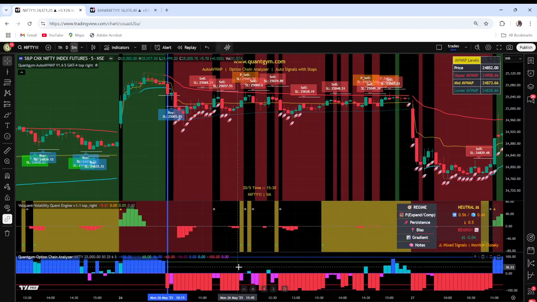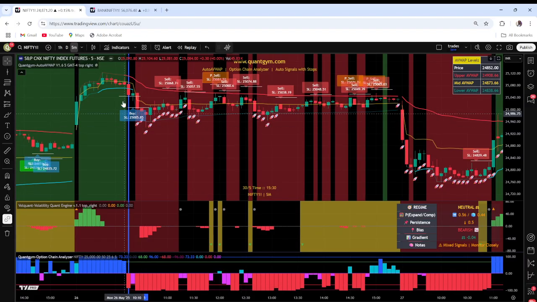Okay, what happens out here? The lower AVWAP has broken, right? Option chain analyzer is bearish. Volatility is expanding. There is no bias signal, but the option chain indicator signal is there. So I go short out here at 25050.